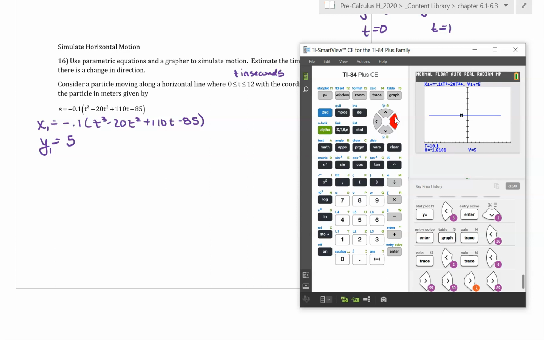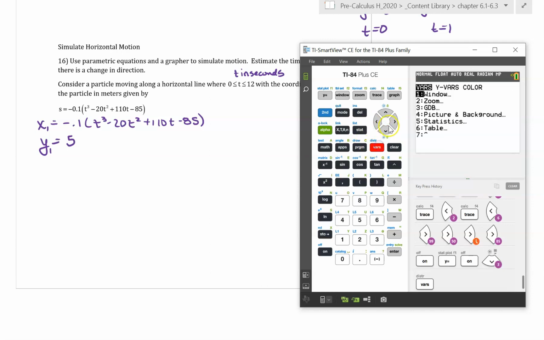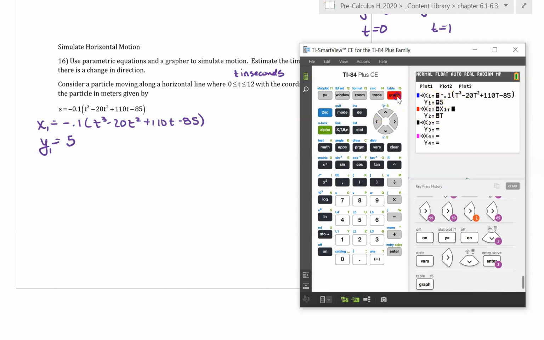Okay, but notice I went to y equals. Let's stop that. I went to y equals. And notice in the second set of parametric equations here, I didn't feel like typing this because I was quite lazy. So I went down to x2 and I went to vars, y vars, parametric, and notice I just did x1 because again I was too lazy to type that again. And then this time I want the y to be t instead of 5. So notice the motion won't be horizontal. Watch what happens.